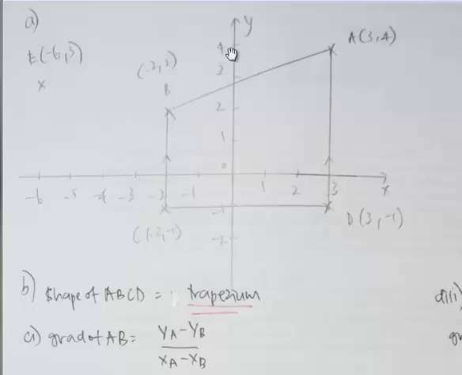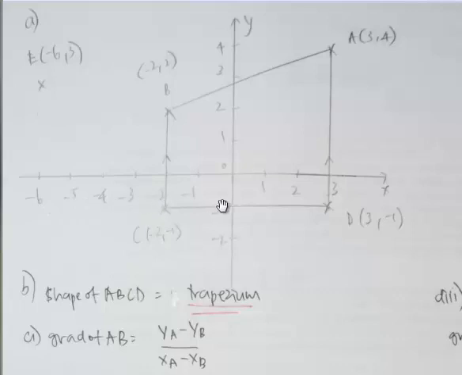For part 2, plot point B, where x equals negative 2, y equals 2, which is here. Point C is x equals negative 2 and y equals negative 1, which is here. And point D, which is x equals 3 and y equals negative 1, which is here. And point E, which is x equals negative 6 and y equals 3.